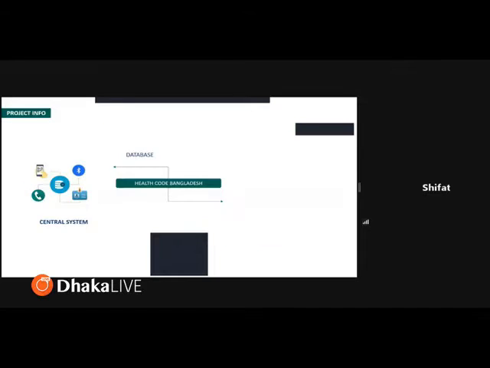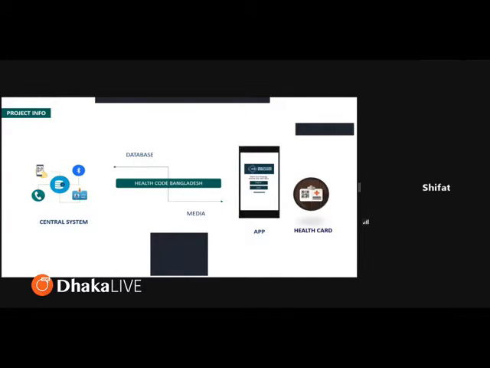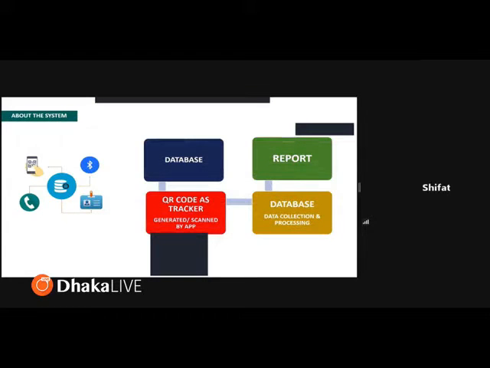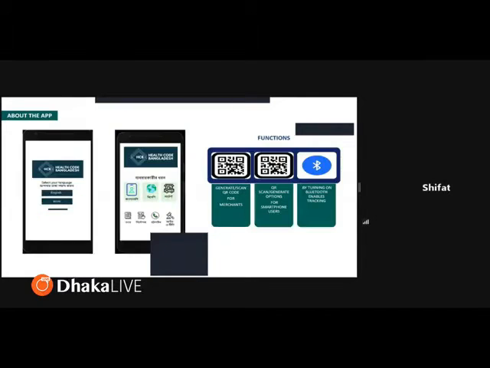The central system will use two channels, which are mobile app and health card. The central system will use QR code as tracker generated by the app or health card to finally produce reports. This is an outlook of our app where we can generate or scan QR code or use Bluetooth to track. We have already submitted our prototype in the earlier stage.